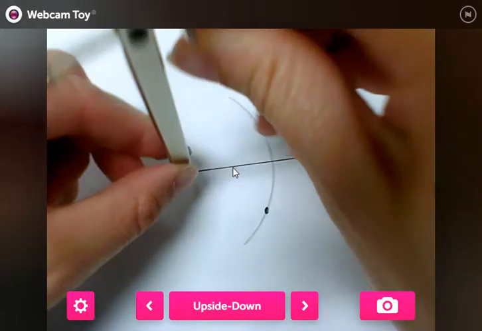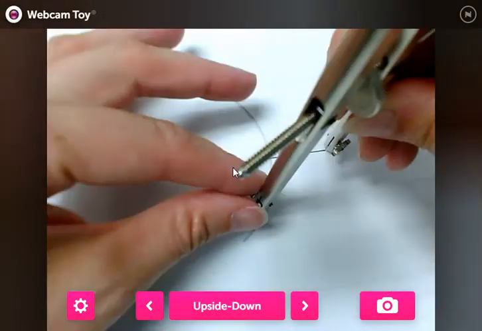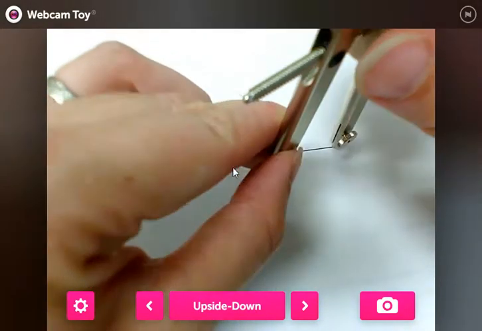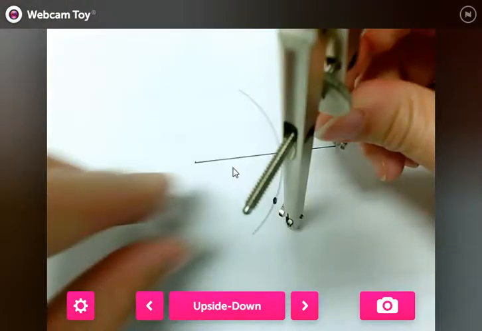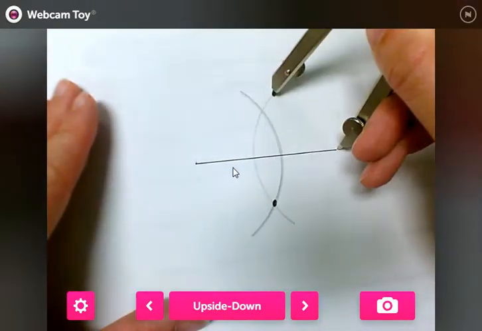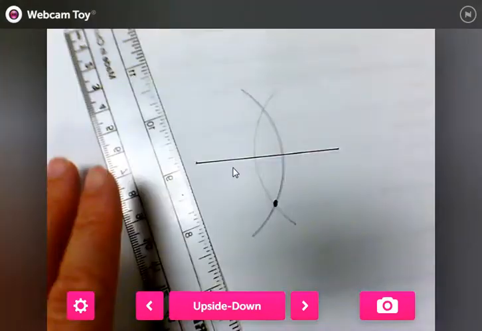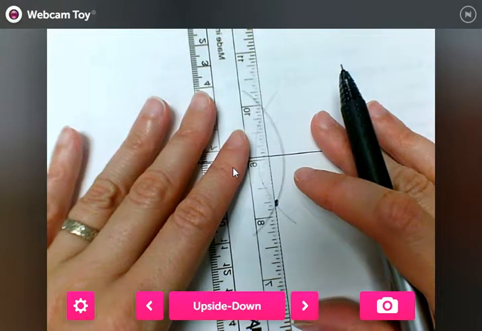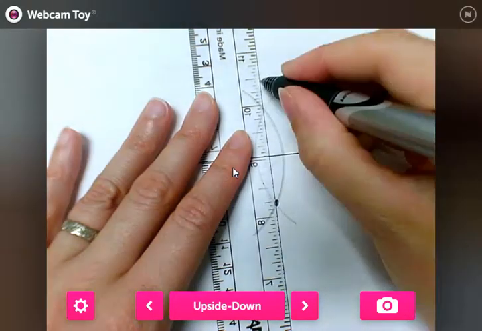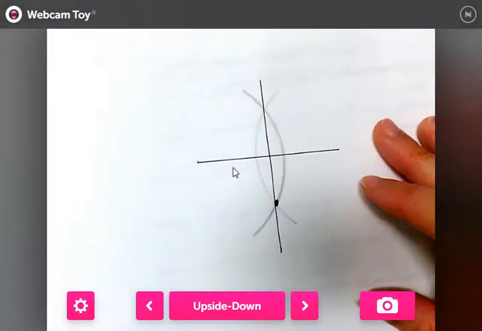Okay. Then I'm going to put my compass on the other end, making sure it hits the point. If it doesn't, I might shorten or lengthen my compass a little bit. And I'm going to make an arc. See how I have that nice football shape right there? Now I'm going to draw a line that intersects both those arcs.